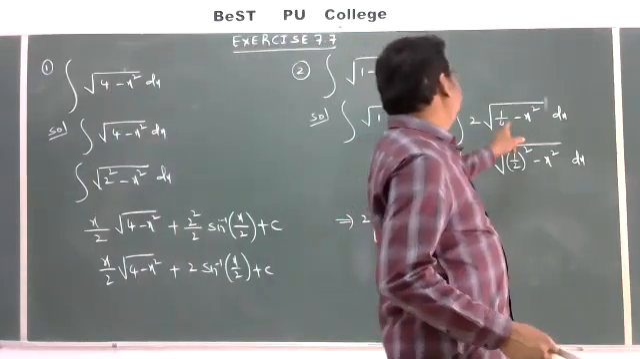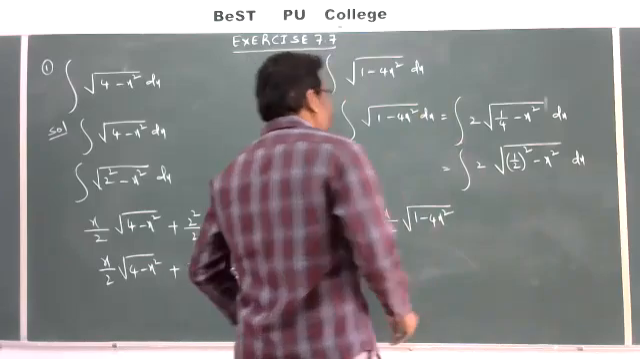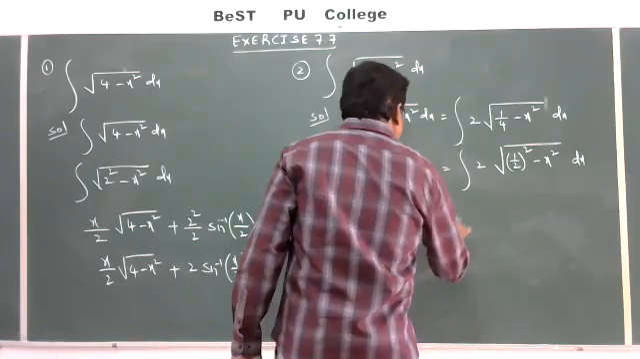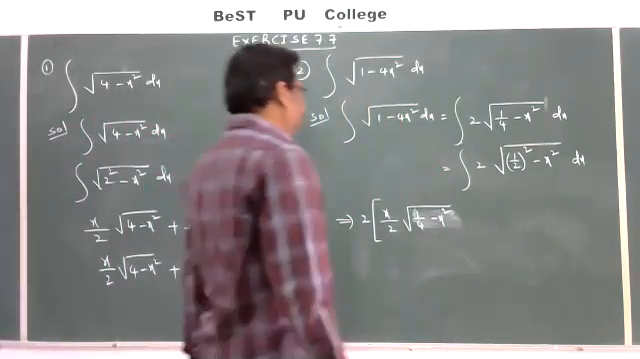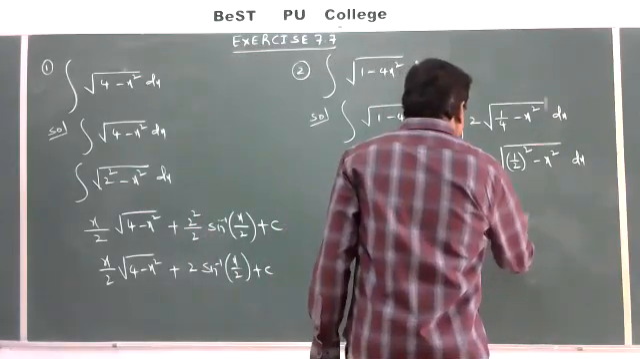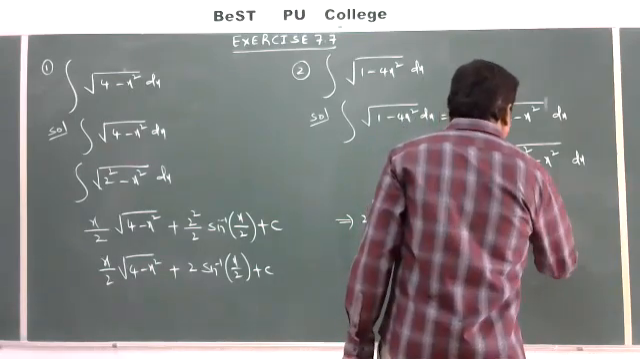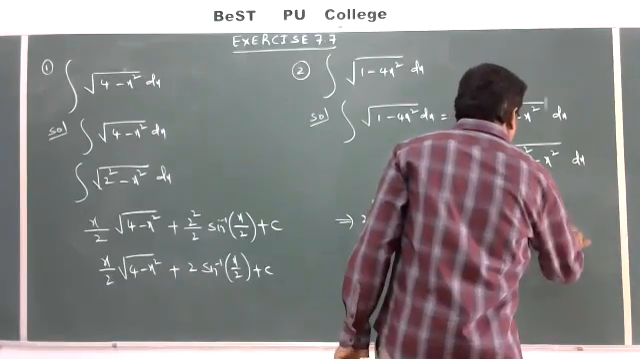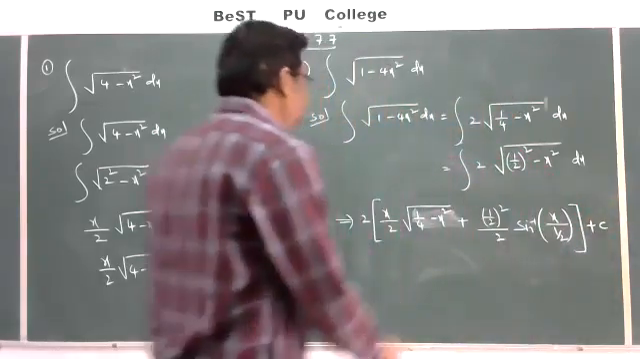Same, 1 by 4 minus x square, taking LCM. So here you write 1 by 4 minus x square, that is correct. 1 by 4 minus x square plus a square by 2, 1 by 2 whole square by 2, sin inverse x by a, x by 1 by 2 plus c, arbitrary constant.